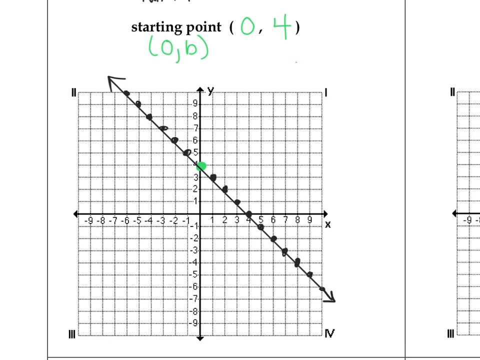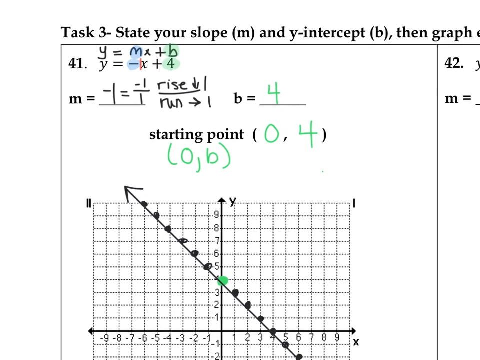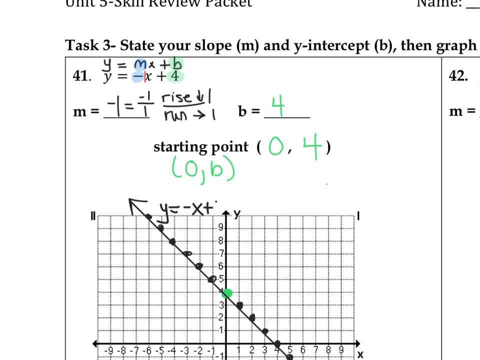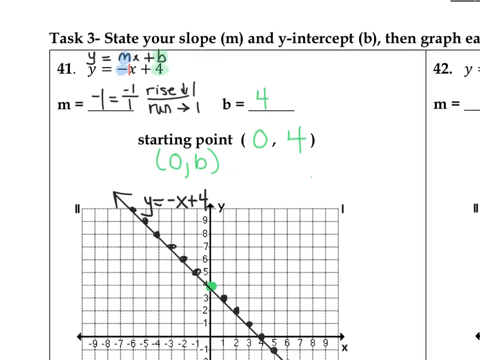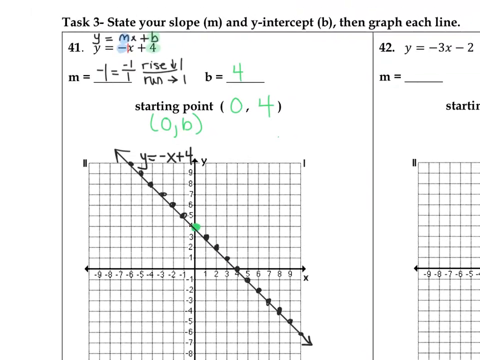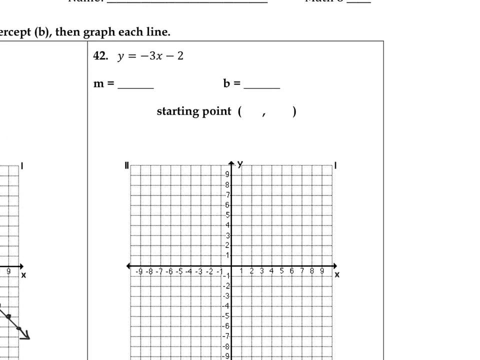And then it's always important to label your line, so I'm going to label this y equals -x plus 4. You can do that with the pen or by using that little text box feature on the draw tool. It's on the left. You'll see a T for text. Alright, moving on to the next one.